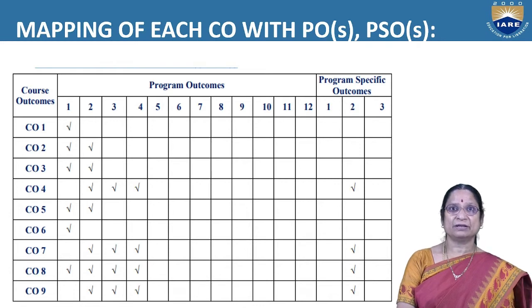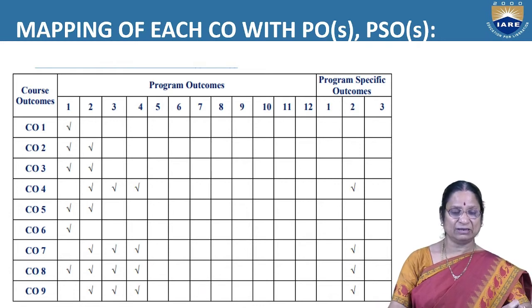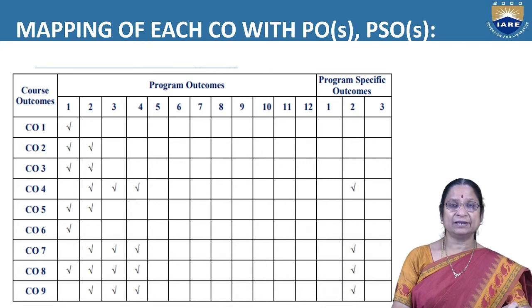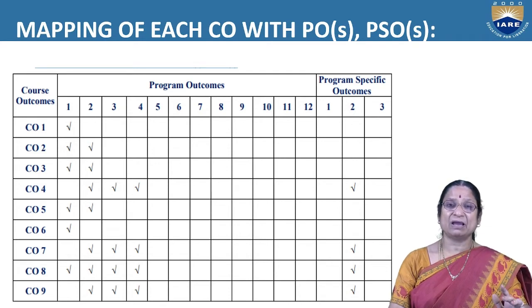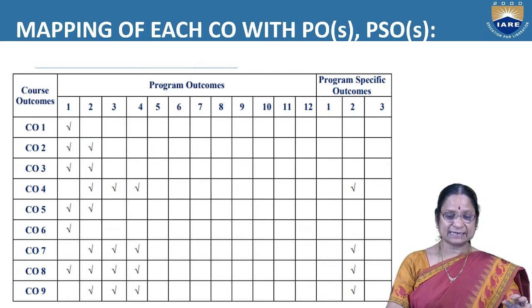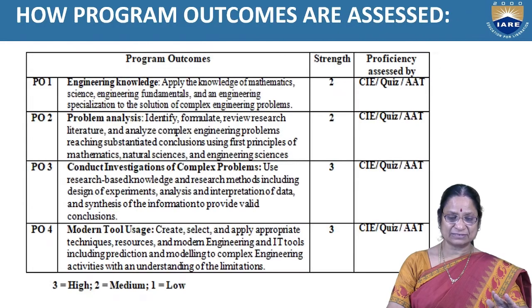So each CO we will first read, and based upon the CO, to which PO it is going to be mapped, that will be assessed first. Whether it is mapped, a tick mark indicates the respective PO. First 4 POs are there, no?